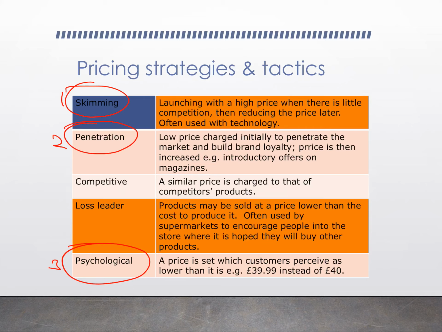The first one is skimming pricing. That means the company launches with a high price when there's little competition. So what are the products you can think of? I'm going to take the same example we discussed, iPhone X. When they launched, they kept the price very high. So if there's an innovative product, if there's no competition, you try to keep a high price. That is what we call skimming.